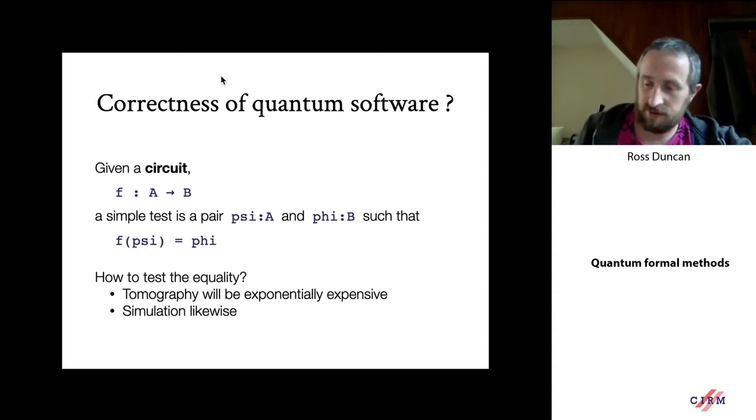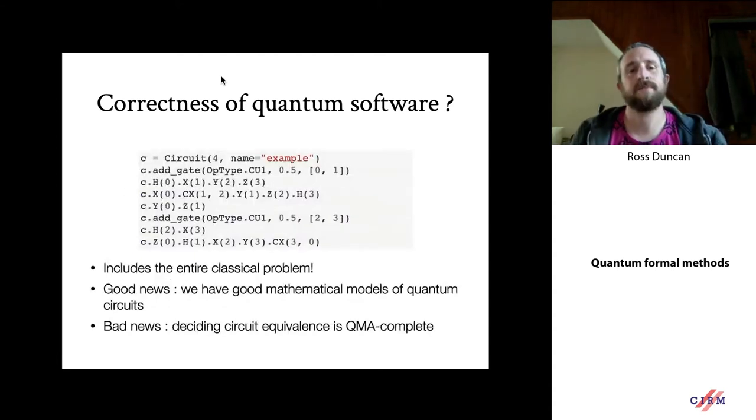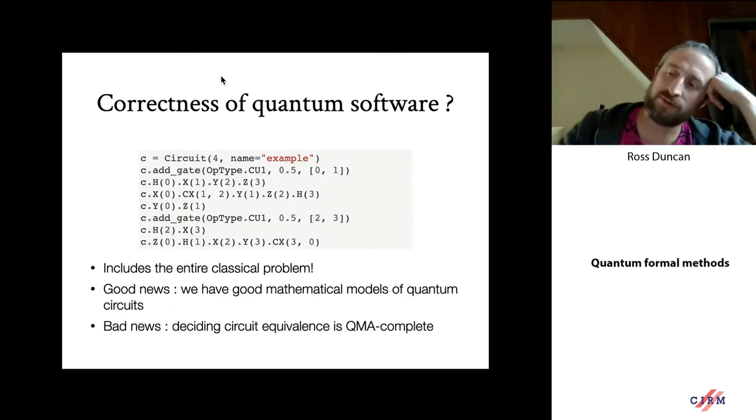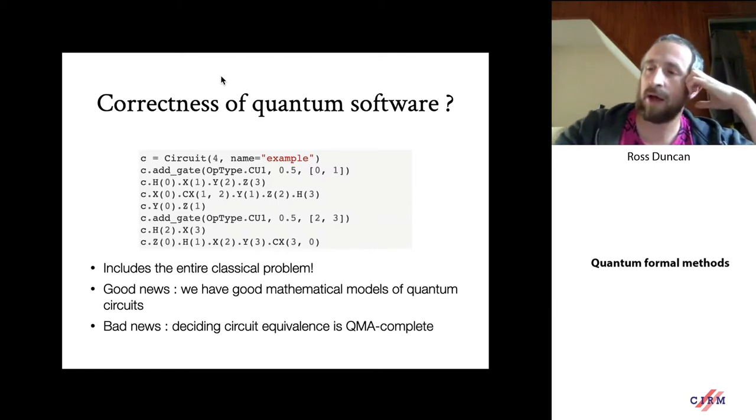And if we take a further step back and look at examples of real quantum software, it may not be obvious to you in this code, and it doesn't really matter what the code is, but this is Python. This is Python using the PyTicket library. And I can write any Python here. So if I want to verify the correctness of my quantum software as it is today, then I have to also include the entire classical problem of verification.